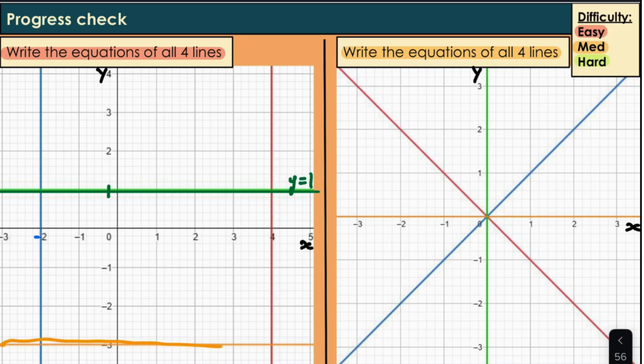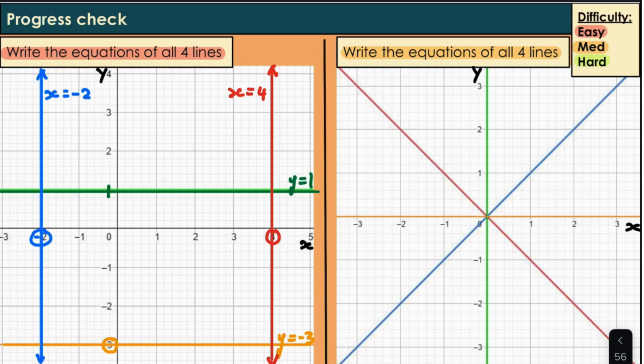How about the orange line? Again, the orange line is a horizontal. So we know it is a y equals line. Where does it cross the y-axis? At -3. That is the line y equals -3. The vertical blue line. That line is crossing the x-axis at -2. So we know that is the line x equals -2. How about the red vertical line? That vertical is crossing the x-axis at 4. So that is the x equals 4 line.